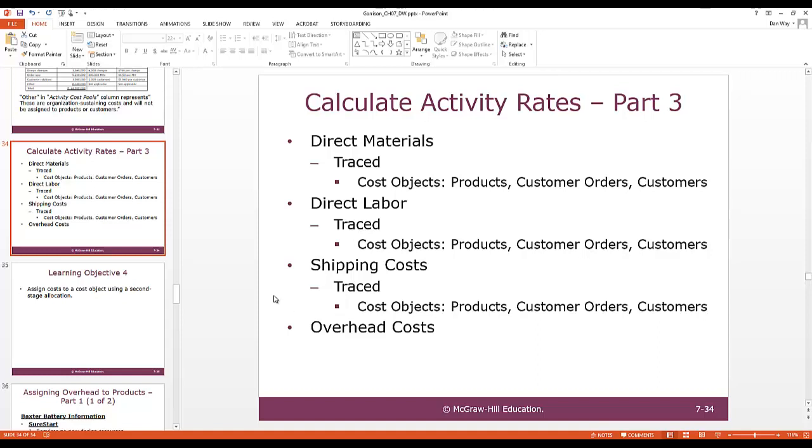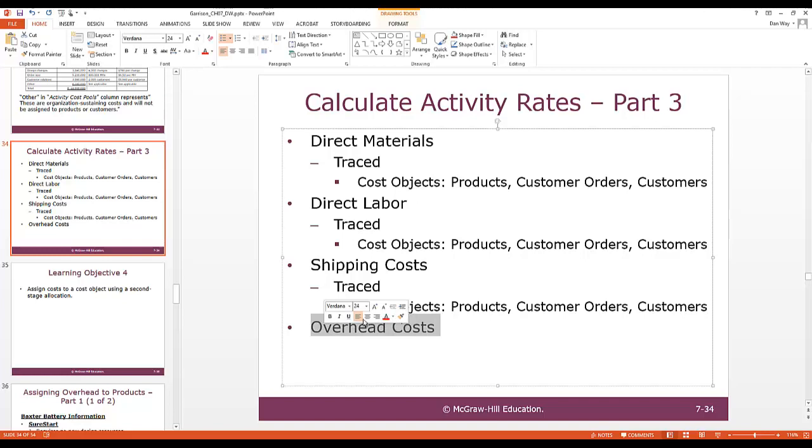Just a quick reminder that direct materials are being traced to our cost objects, as is direct labor, and as is shipping costs, which, if you recall from our earlier chapters, we used to treat as sort of a period cost or a non-manufacturing cost and just expense. Here we're saying, well, we want to trace it to individual products or customers, but we can do that directly. So the overhead costs are what we're really worried about allocating from our cost pools.